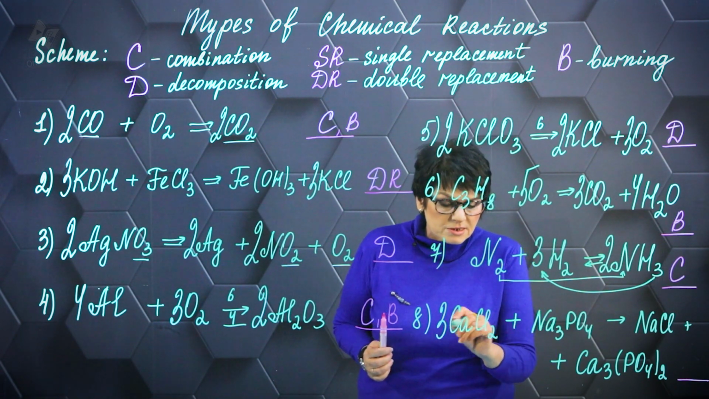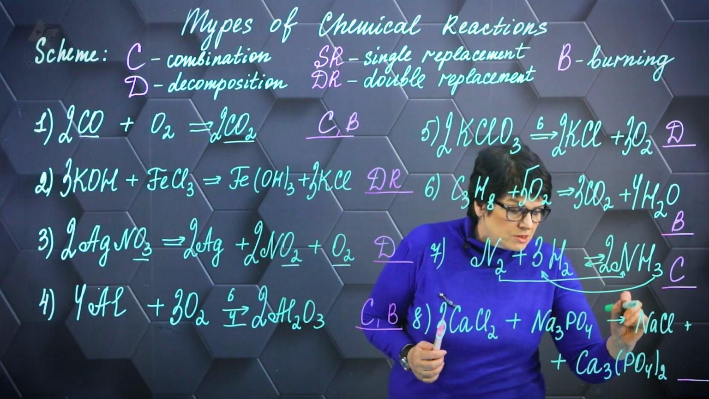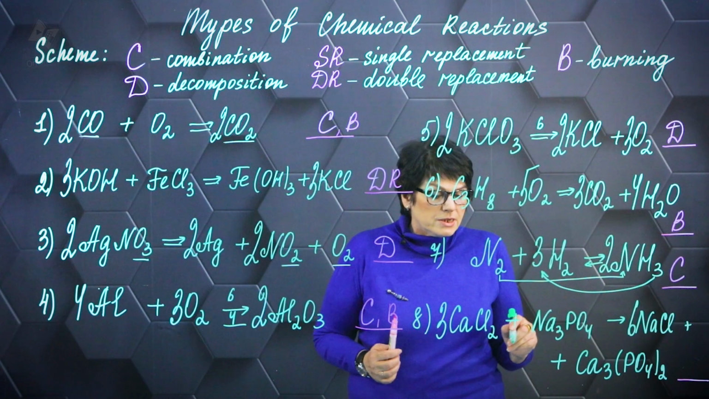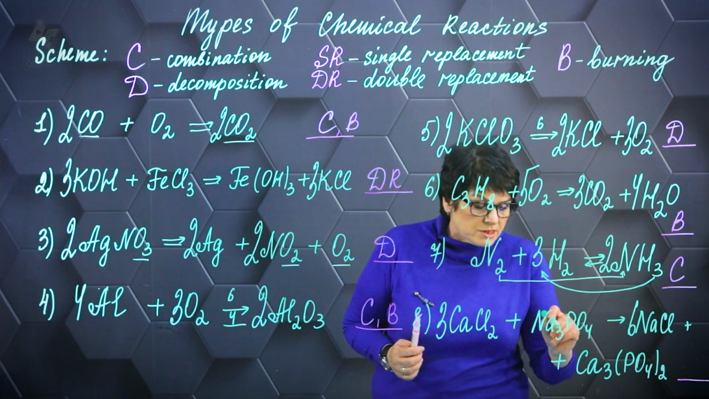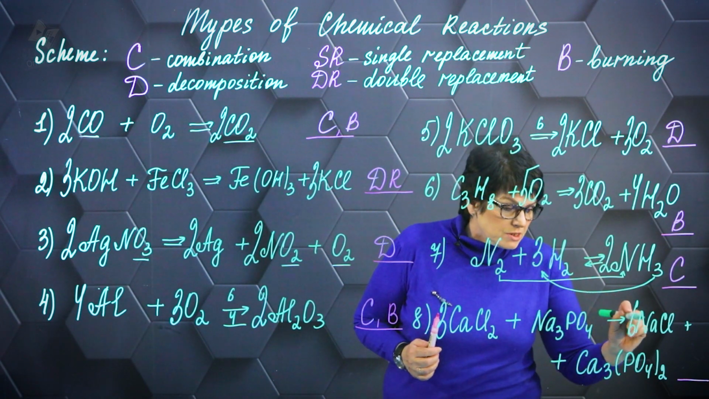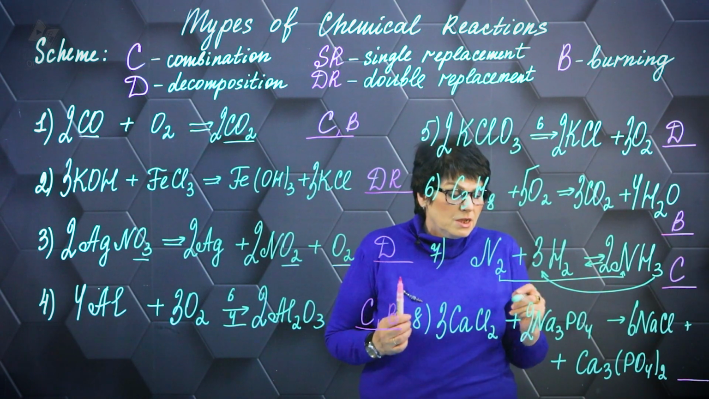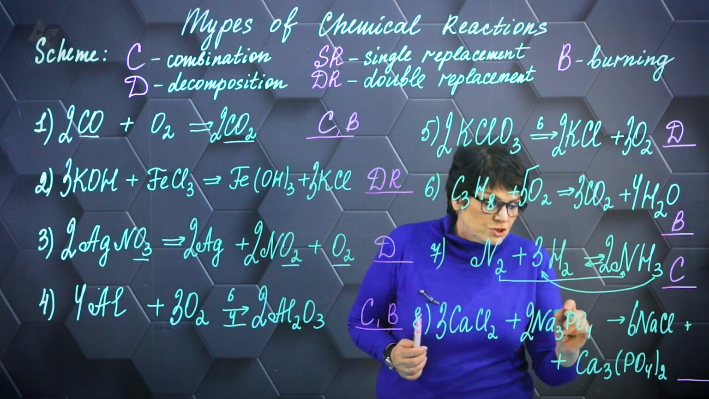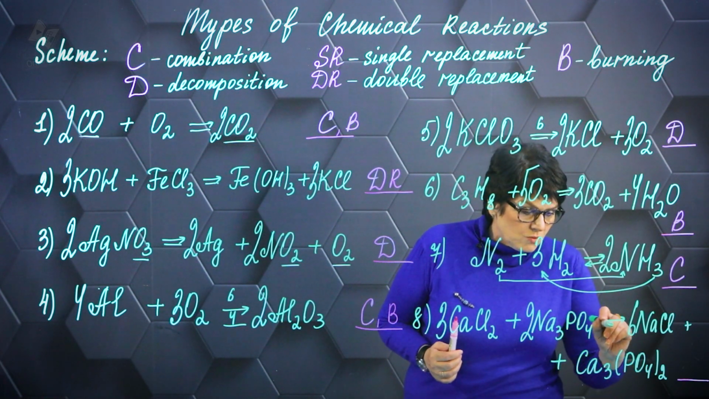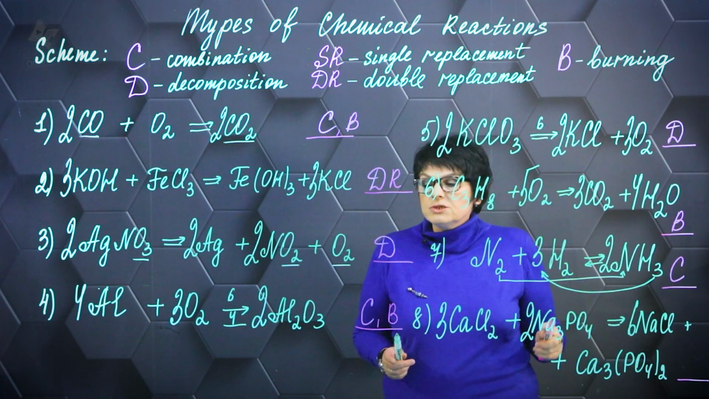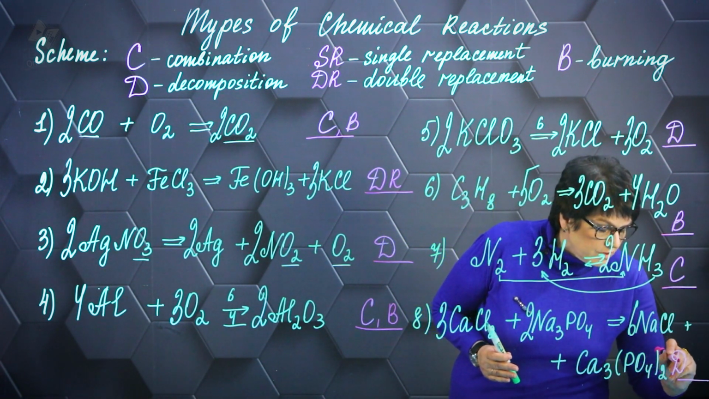Now the chlorine on the left side is 6, and on the right side we've got 1. We'll put 6 here. Next we have sodium. Sodium on the left side is 3, and on the right side it's 6. So we need to put a factor of 2 here. Now for PO4 we have on the left side 2 and on the right side also 2. The equation is equated. What type of reaction do we get? This reaction will be a double substitution reaction.